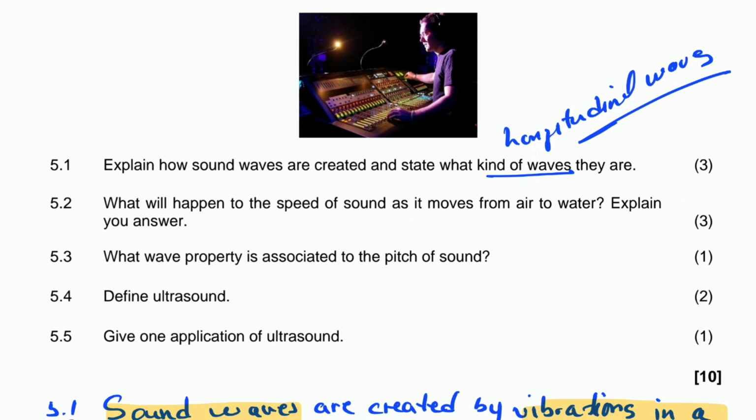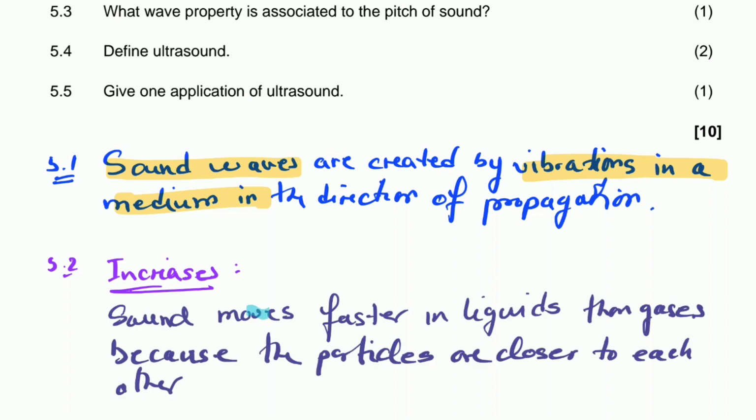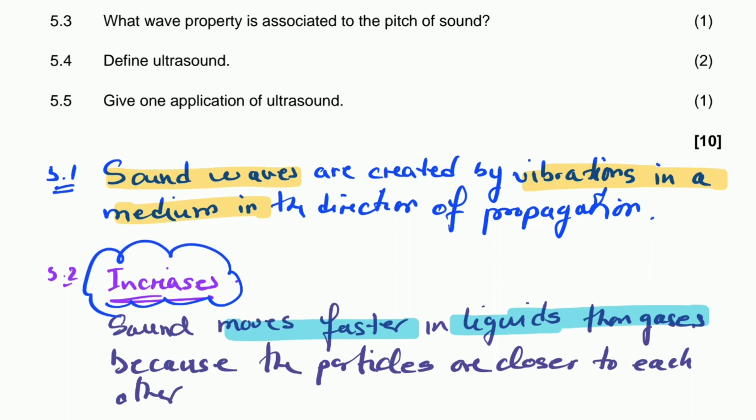What will happen to the speed of sound as it moves from the air to water? Explain your answer. It's very simple. When sound moves from air to water, this is 5.2, the speed increases. Why? Because sound moves faster in liquid than in gases, and faster in solids than in liquids. So because it moves faster in liquid than gases, when the sound moves from air to water, the speed will increase. That is what happened there.